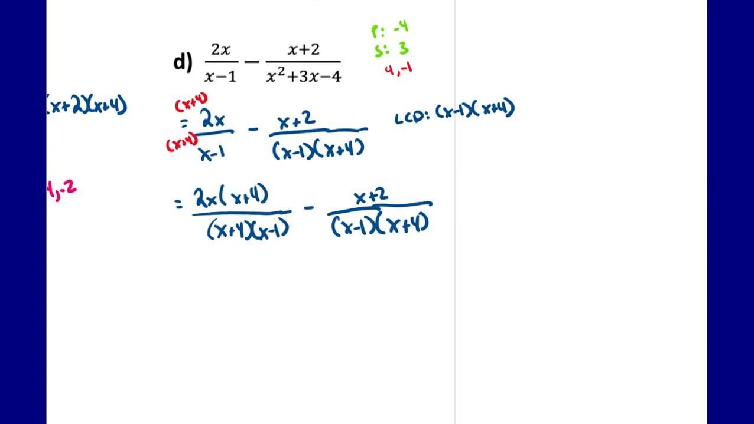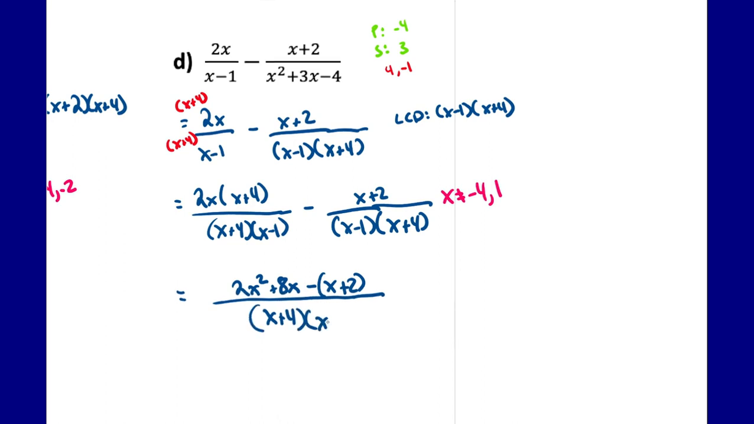I can look for restrictions. X cannot equal -4 or +1. So I'm going to track that now and see if it changes as we go through. I can expand and subtract at the same time before I collect like terms. My numerator would be 2x times x, so 2x squared, plus 2x times 4, which is 8x, minus x plus 2. The denominator stays the same. We don't change the denominator.